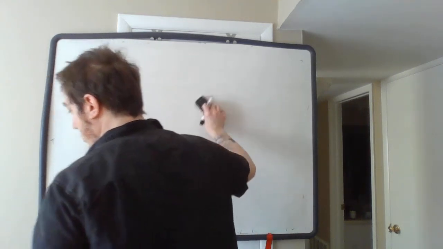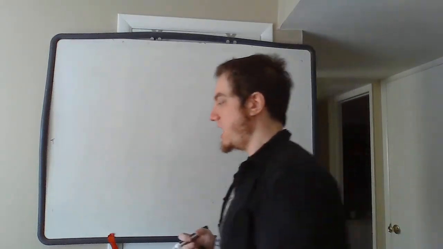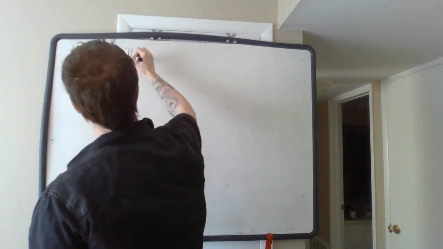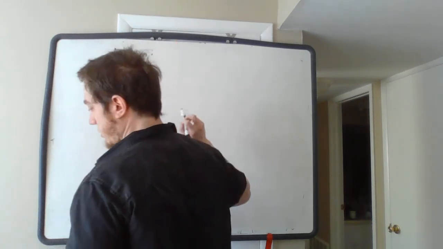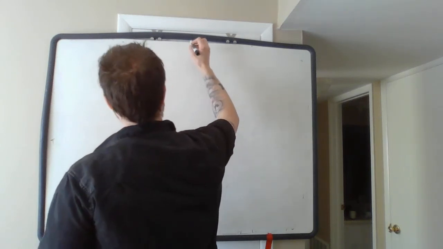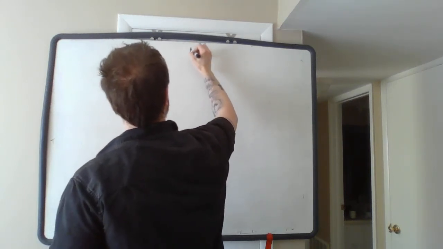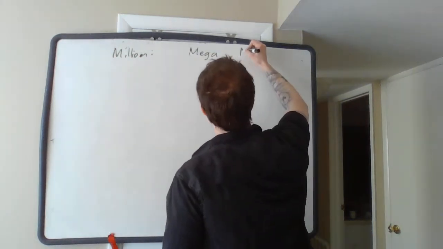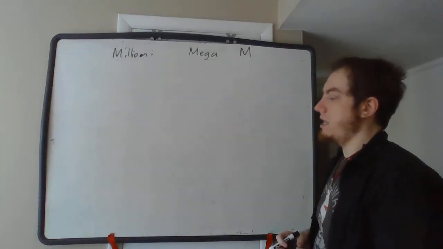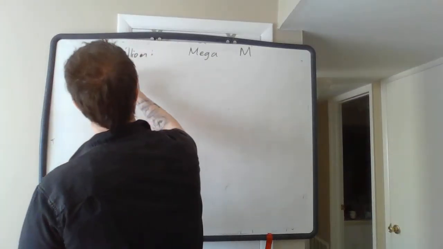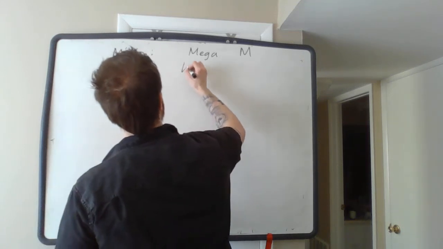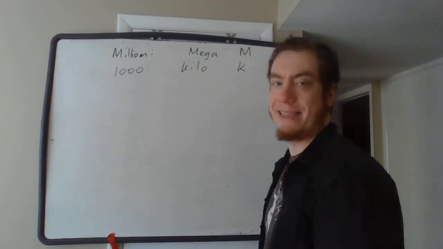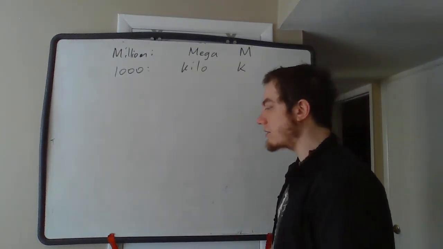So let's just go through the quick list here. If you want to change things by a factor of 1 million in the metric system, then the prefix that you would use is mega, and the symbol that you would use is a capital M. If you want to change things by a factor of 1,000, then that's kilo with a prefix of K, which we already talked about in the example of the kilometer and the kilogram.